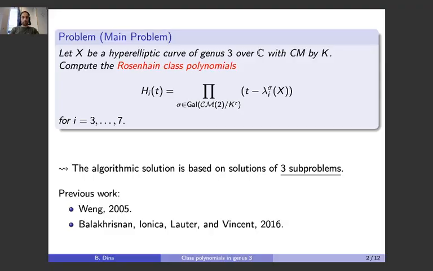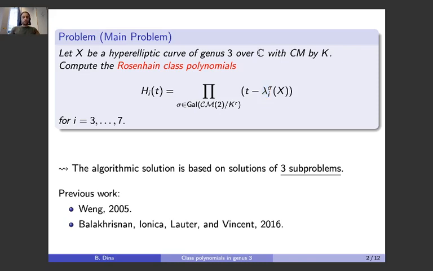Before introducing our main problem, we need to introduce some notation. We denote by CM2 a certain class field, as an extension of this number field, which we denote by KR. The CM2 is a certain subfield of the ray class field modulo 2. Further, we denote by lambda_i the Rosenhain invariants of a hyperelliptic curve of genus 3 over the complex numbers.